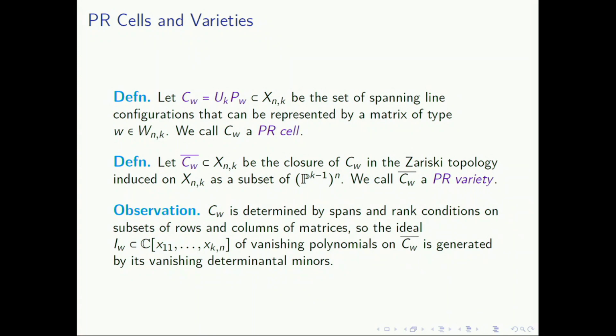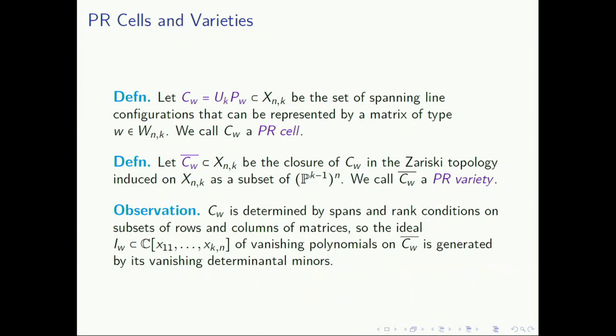So once you have these cells sitting inside the spanning line configurations, take its closure. You can do that in the Zariski topology because it all embeds nicely into the matrix space anyway. But it's not all of affine space, right? It's sitting in some smaller space corresponding to these full rank matrices that have no zero columns. Okay, so the PR varieties are just the closure of the cells. And each cell, each C sub W, is determined by certain spans and rank conditions, right? That's how we got there.